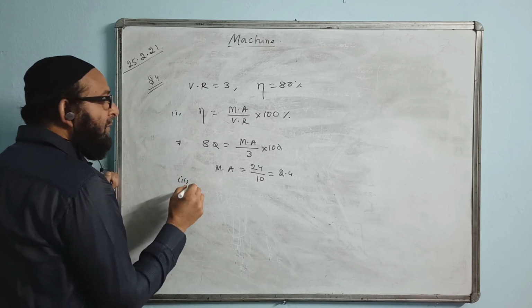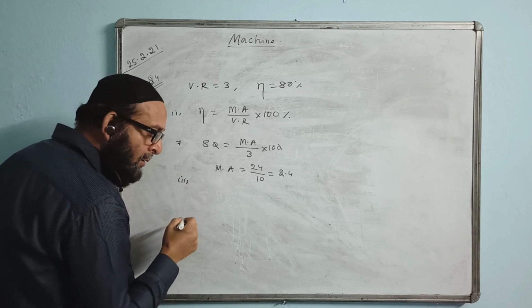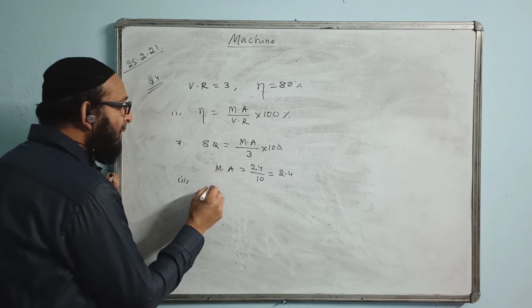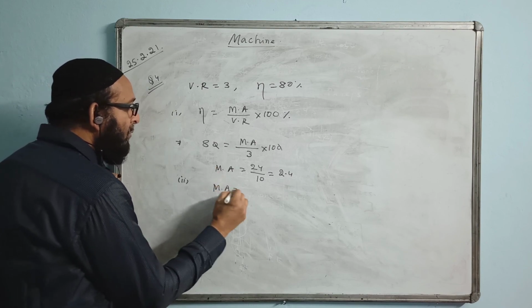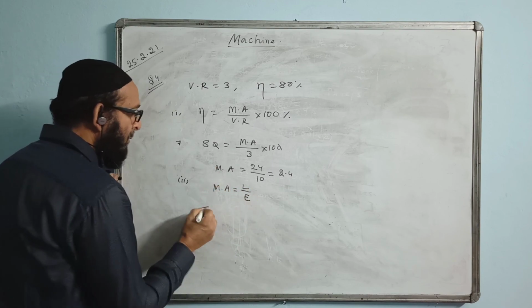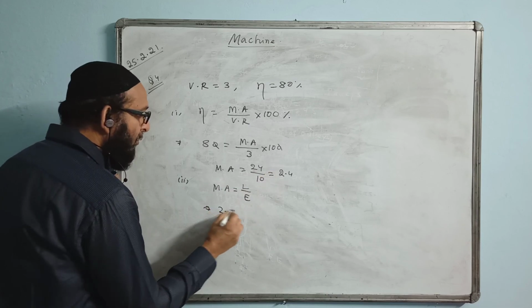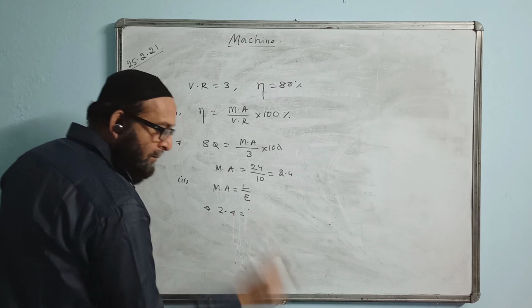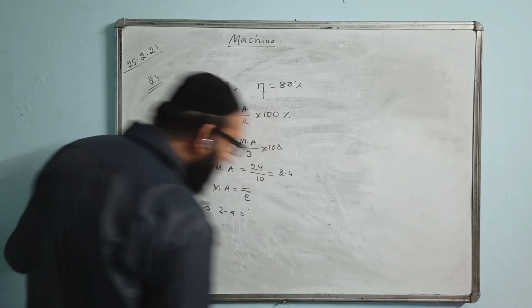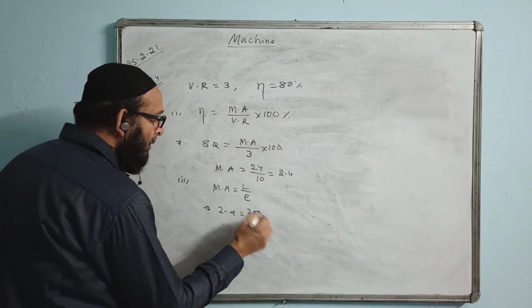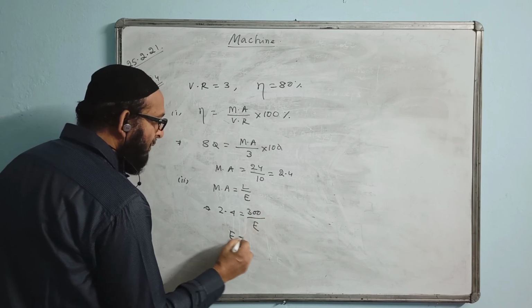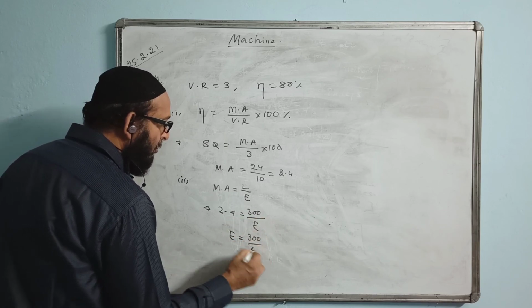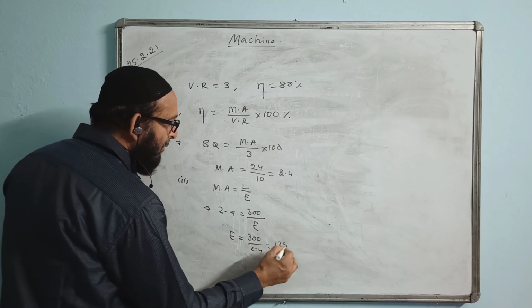Now the second part we will do: effort required. The mechanical advantage formula you can apply. MA is equal to load by effort. Mechanical advantage is 2.4. The load is given in the question, load is given 300 Newton. You have to find the effort. The effort value will come 300 divided by 2.4. Calculate, the answer will come 125 Newton.